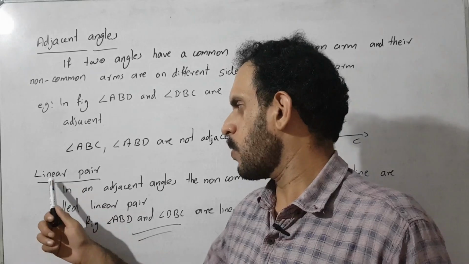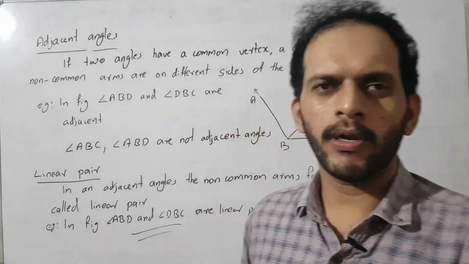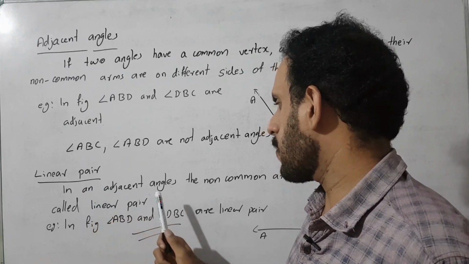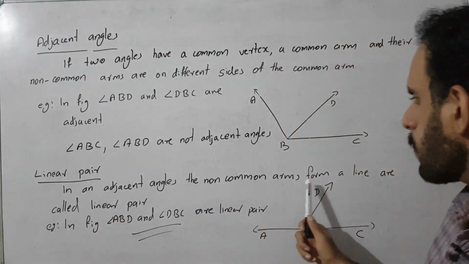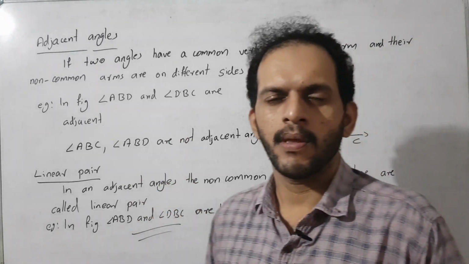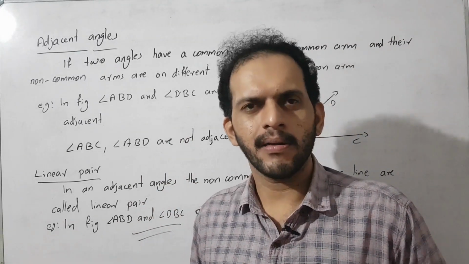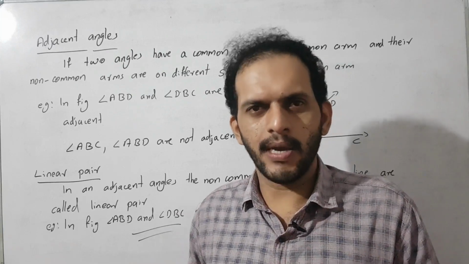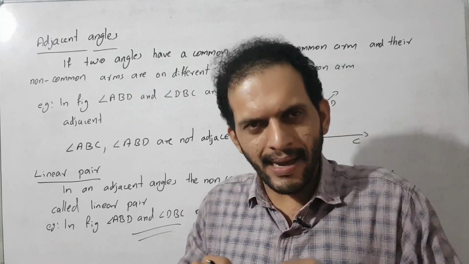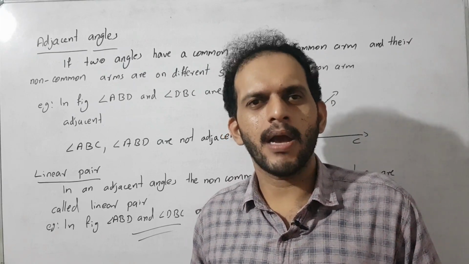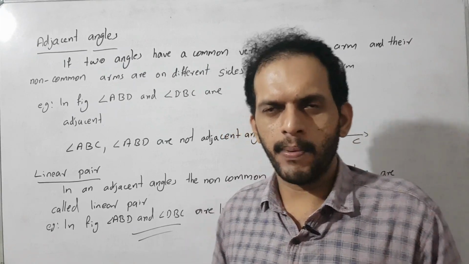Okay, then the next one is linear pair. It is a very important name, the linear pair. What is the linear pair? In adjacent angles, the non-common arms forming a line are called a linear pair. എന്താണ്? ഒരു അഡ്ജസൻ്റ് ആംഗിൾസിലെ നോൺ കോമൺ ആംസ് ഒരു ലൈൻ ആണെങ്കിൽ, അതൊരു ലൈൻ ഫോം ചെയ്യുന്നുണ്ടെങ്കിൽ, അല്ലെങ്കിൽ ഒരു ലൈൻ അവിടെ കിട്ടുന്നുണ്ടെങ്കിൽ അതെന്താണ്? That adjacent angles are called a linear pair.